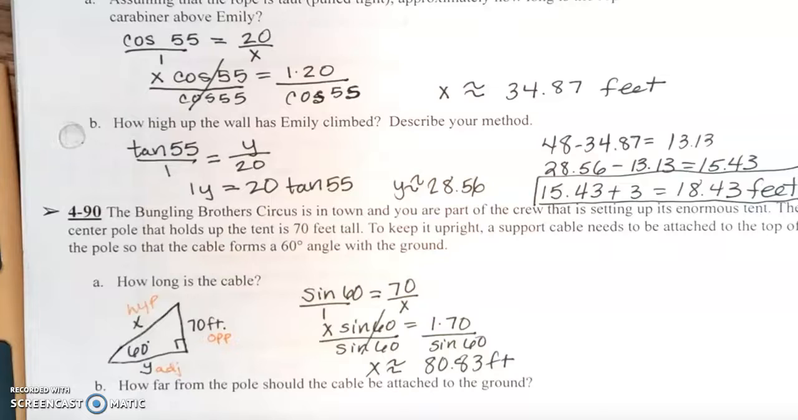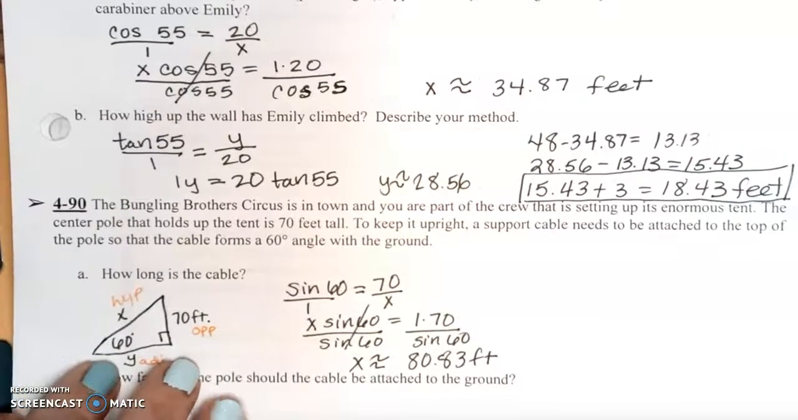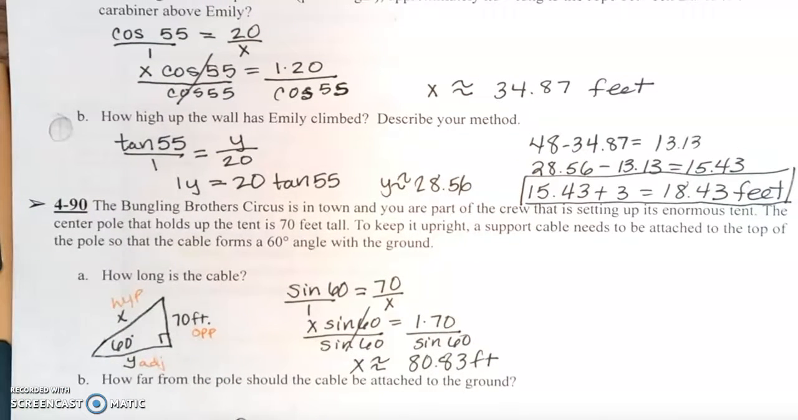Okay, let's look at question number 90. Question number 90 says, the Bungling Brothers Circus is in town, and you are part of the crew that is setting up its enormous tent. The center pole that holds up the tent is 70 feet tall. To keep it upright, a support cable needs to be attached to the top of the pole so that the cable forms a 60-degree angle with the ground. Part A says, how long is the cable?